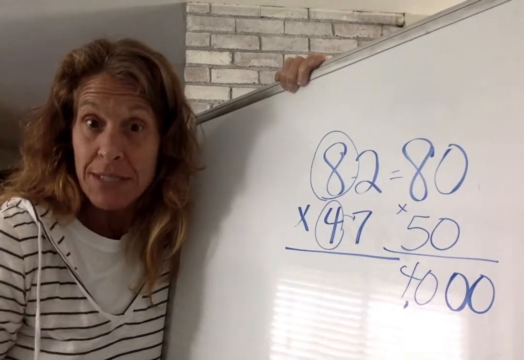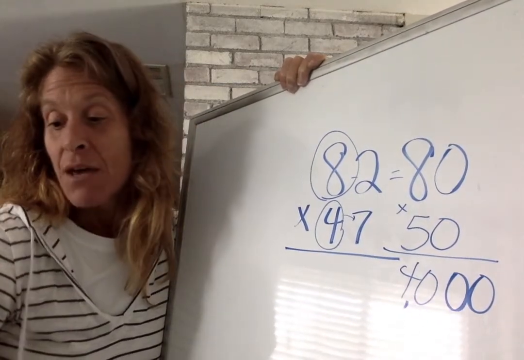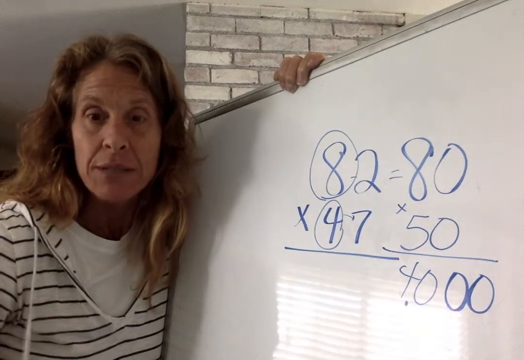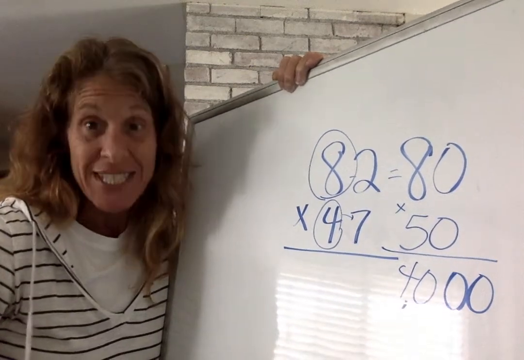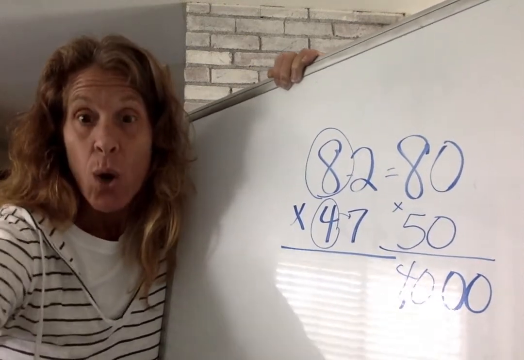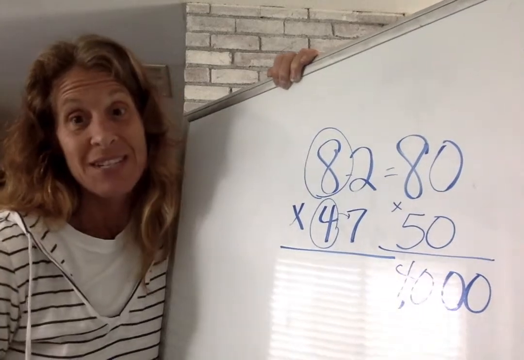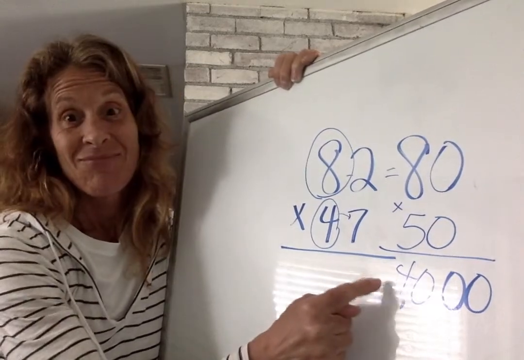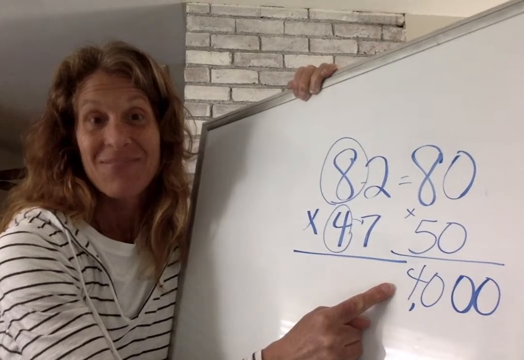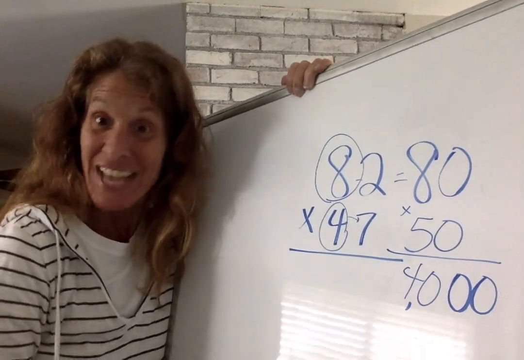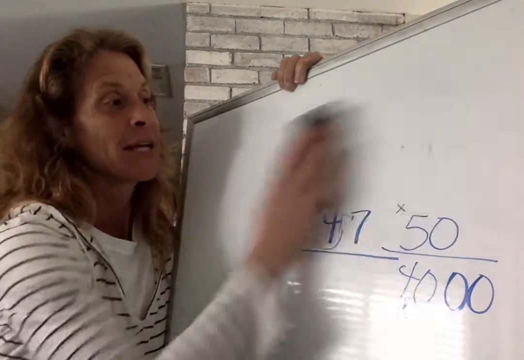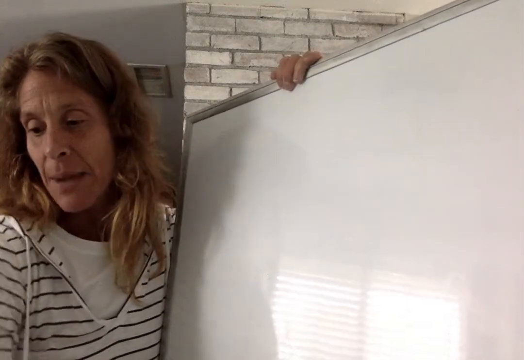So what are our choices for number 9? 400,000, good grief, 14,000, or 4,000. What does that say? 4,000. Okay, are you catching on? It's pretty fun. Okay, so let's do number 10.